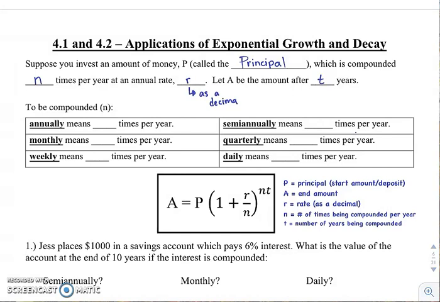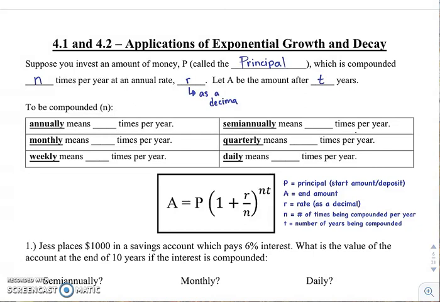But today, suppose you invest an amount of money, P, and we call that the principal or the initial amount, which is compounded so many times per year, N, at an annual rate of R, then we say let A be the amount after so many years T. So really all you guys are going to be doing here is plugging things into your calculator. It's just going to be a matter of making sure we know how to do that. So, and we're just going to use the formula that it gives us.